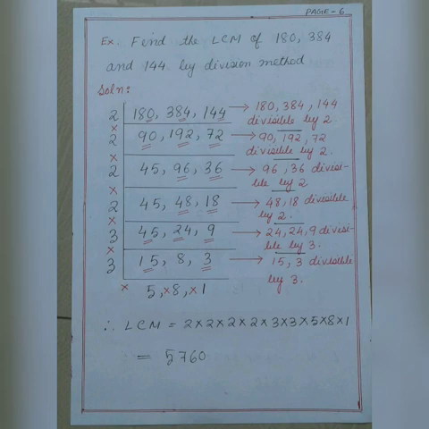Now all the three numbers are divisible by 3. So I shall divide all the three numbers by 3. 45, 24 and 9. I get 15, 8 and 3. Again 15 and 3, these two numbers are divisible by 3. If I divide, I get 5. 8 is not divisible by 3, so 8 I shall write as it is. 3 is divisible by 3, we get 1.